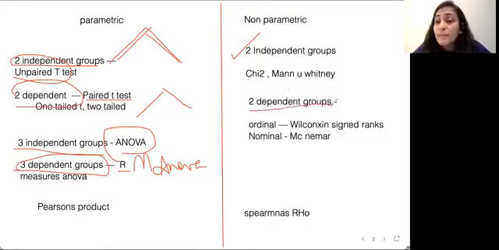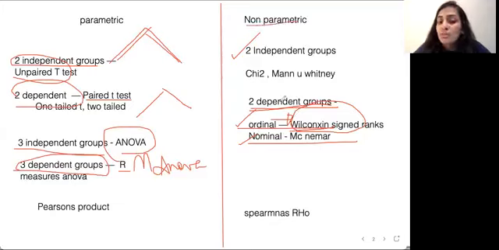Now, if you have two dependent groups, you're going to use Wilcoxon sign ranks test. I doubt they will ask you McNemar, but if it's nominal, it is McNemar. If it is ordinal, it's going to be Wilcoxon sign ranks test. If you don't remember this McNemar, it's okay, but don't forget Wilcoxon sign ranks because that is important. Okay, so if they tell you non-parametric, two dependent groups, what will you say?